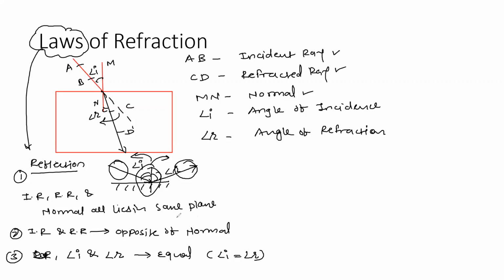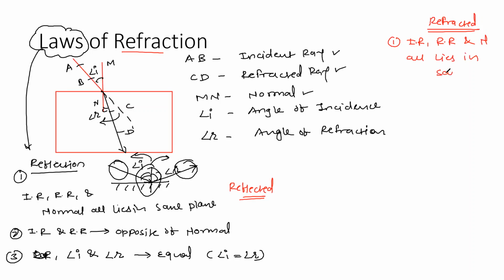Clear with this? So these are the laws of reflection. Similarly, we have the laws of refraction. The first statement will remain the same. That is, incident ray, refracted ray. Now see, here it will come as refracted, and there it was reflected. That's the only difference. So the incident ray, refracted ray, and the normal all again lie in the same plane. This was the first part.